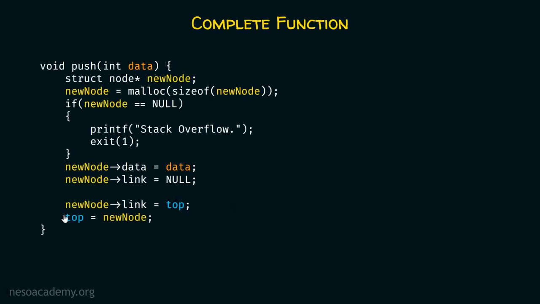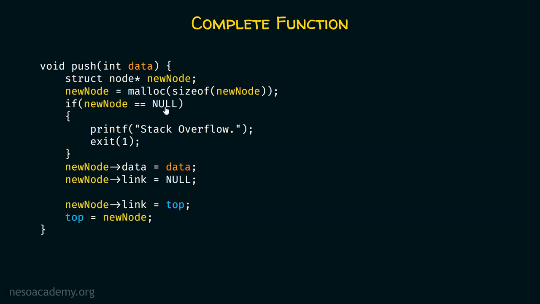Here is the complete push function. You can see this push function is receiving data, and here I have declared a new node pointer. Here we have a malloc function which will allocate memory and return the address of the node, and we will then store that address within this new node pointer. After this, I am checking this condition.